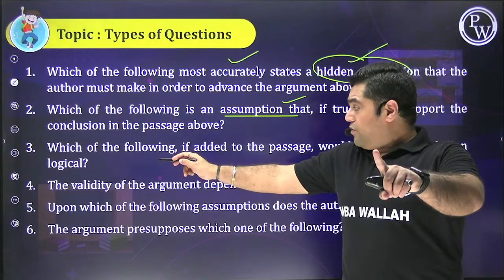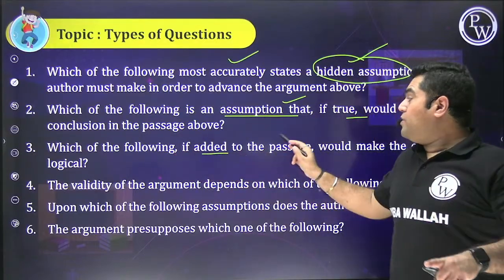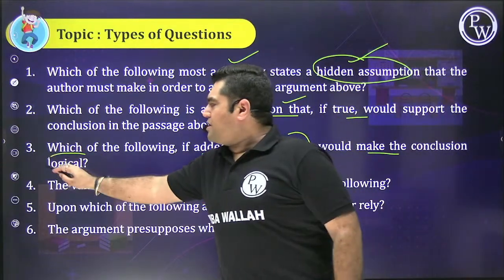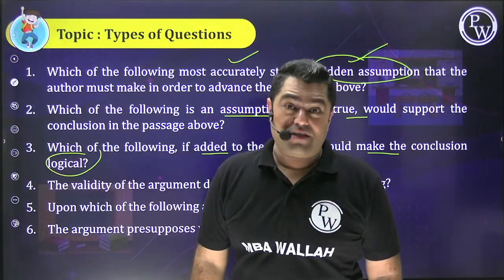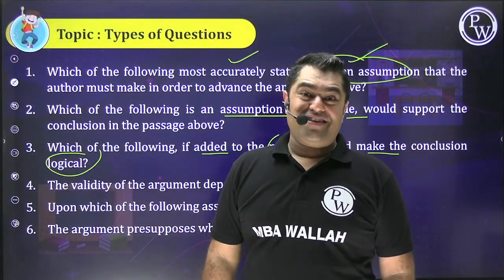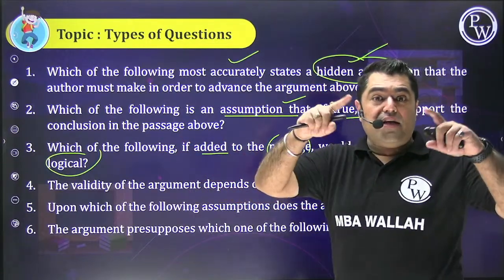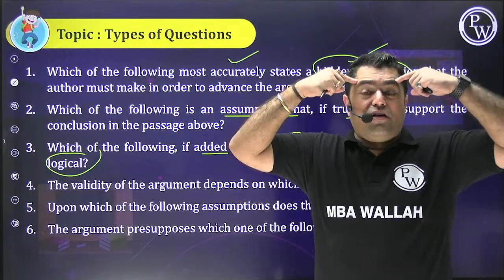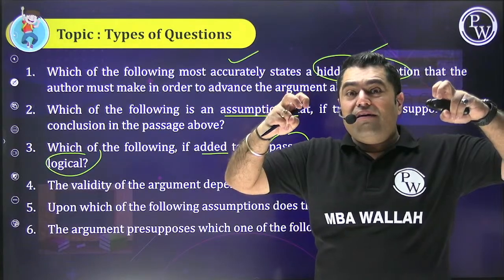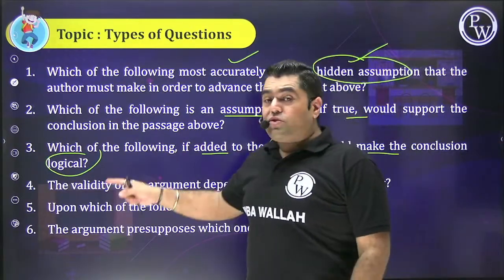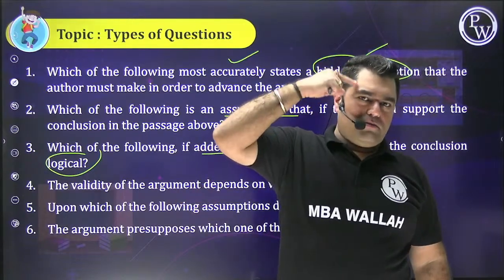Which of the following, if added to the passage, would make the conclusion logical? Beta, this is assumption. Understood? Which of the following, if added to the passage, matlab missing link, thought process, implied, got it? Which would make the, so anything that strengthens is an assumption.